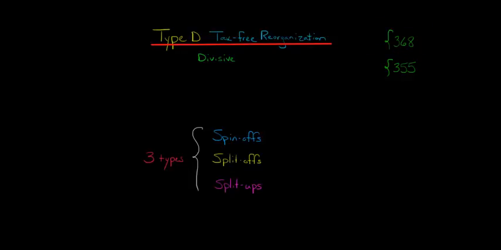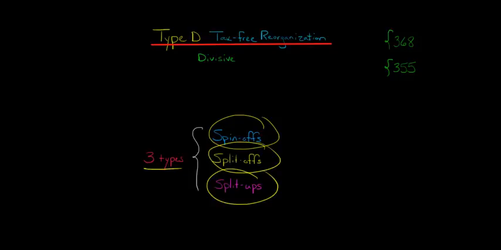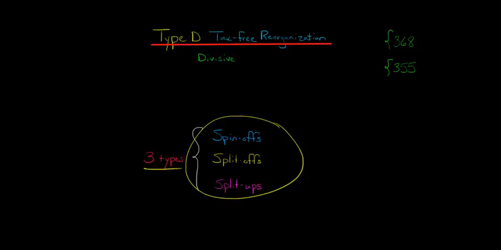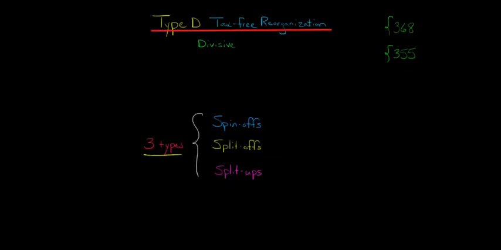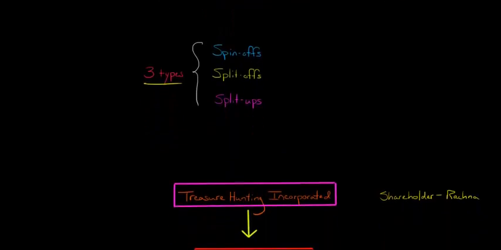Now, there are three main types of divisive reorganizations. You've got spin-offs, split-offs, and split-ups. I've got another video talking about the format for each of these because it can get a little complicated, so I refer you to watch that if you don't know what these are. In this video, I'm going to give an example of a spin-off, but the general rules apply to each of the three types.